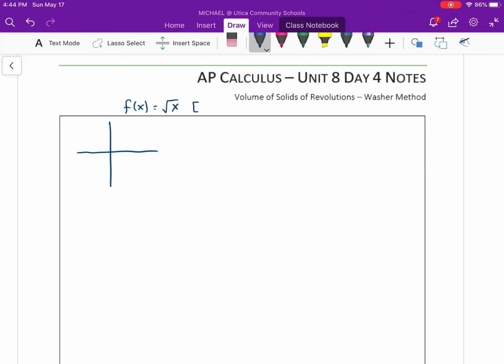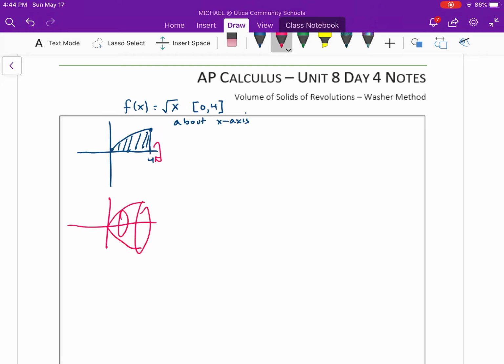Let's say we take the function square root of x from 0 to 4 and rotate it about the x-axis. So that's going to be here. There's 4. So we take this and we rotate it, which gives us, again, this bell-shaped thing. And what you'll notice is that all the way around, these look like discs. So that's why in the previous notes we called it the disk method.